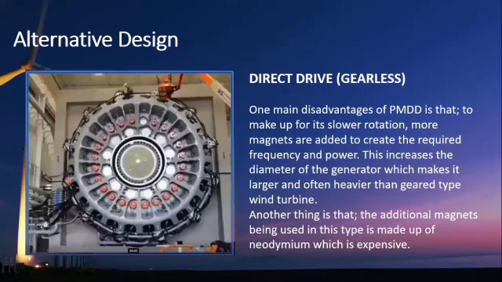Next, one main disadvantage of PMDD is that to make up for its slower rotation, more magnets are added to create the required frequency and power. This increases the diameter of the generator, which makes it larger and often heavier than the geared type wind turbine. Another thing is that the additional magnets used in this type are made of neodymium, which is expensive.